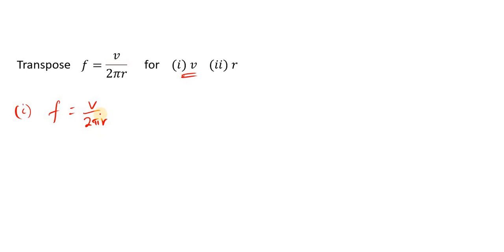Now again, in order for us to make v the subject, we want to get rid of the denominator. And to do that, we look at how the denominator is connected to v, of course, by division. And so in order for us to remove it, we will use multiplication. Now consider that 2 pi r is in the denominator position, so it's really 1 over 2 pi r. That's the value of 2 pi r in the denominator, with a 1 on top of it. Of course, I'm talking about the value of 2 pi r.